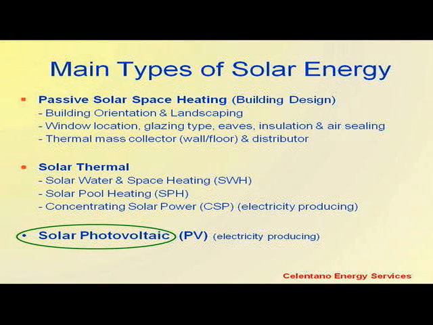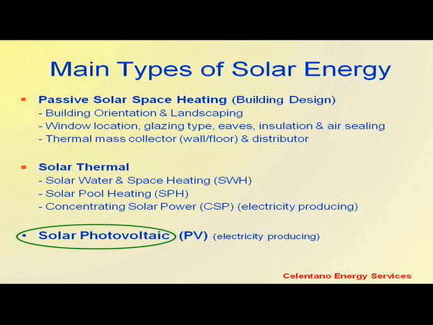Solar thermal, this is the next main type, and that includes solar water and space heating, solar pool heating, and concentrated thermal, where you're actually concentrating the heat of the sun onto a small area where you can boil water, produce steam, and therefore run a turbine to produce electricity.